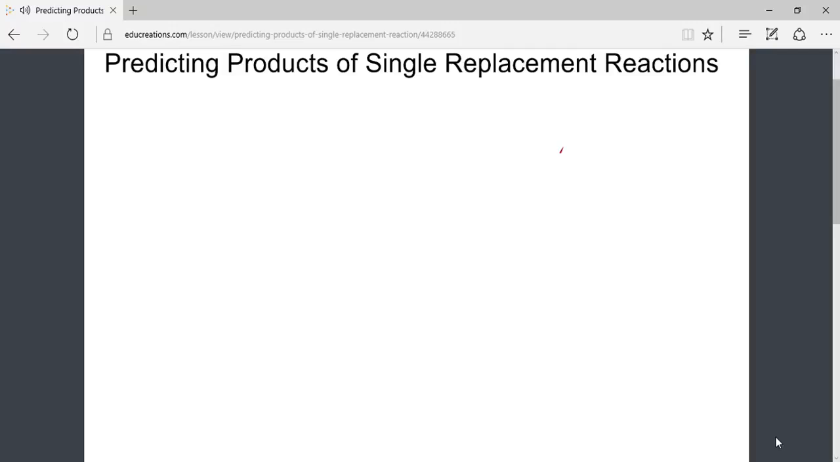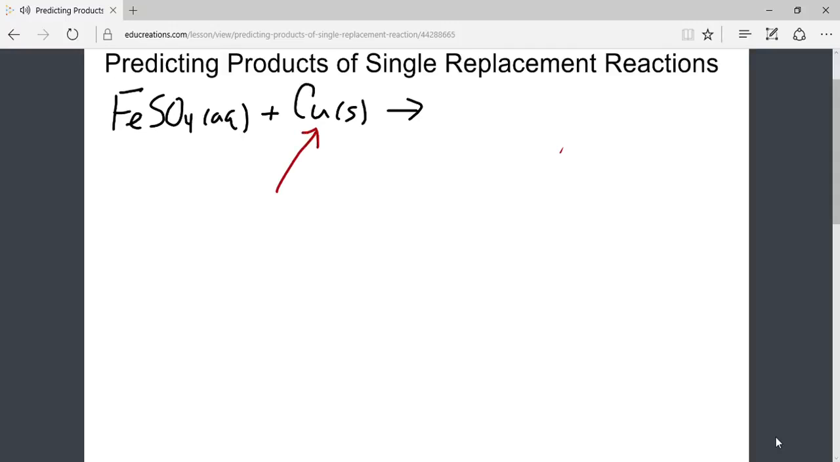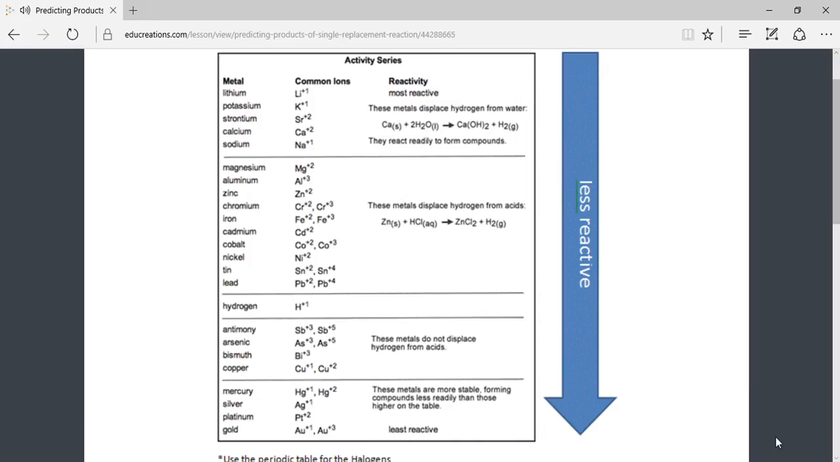Let's look at another example. Again, the key is to locate the element that is by itself before consulting the activity series chart. In this case, copper is the element by itself. Therefore, copper is the element trying to do the replacement. Copper would like to try to replace iron, but can only do so if it's more reactive than iron. When looking at the activity series data, we can see that copper is written below the position for iron, which means copper is less reactive than iron and cannot replace iron in a chemical reaction known as single replacement.